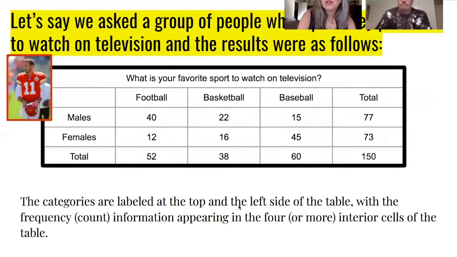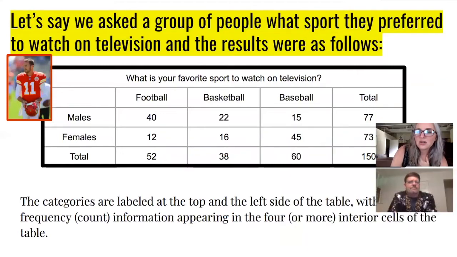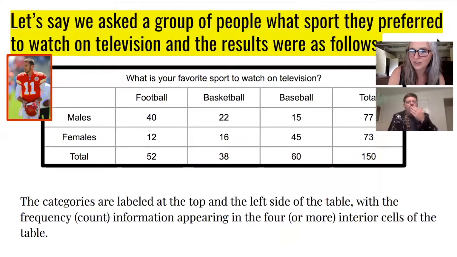So this time we're looking at a study where we asked a group of people what sport they preferred to watch on television, and then we broke them into two variables. The first one is male, female, and the second one is football, basketball, and baseball. And I also stole this one from a textbook. It's kind of a boring textbooky lesson, so I apologize for that.